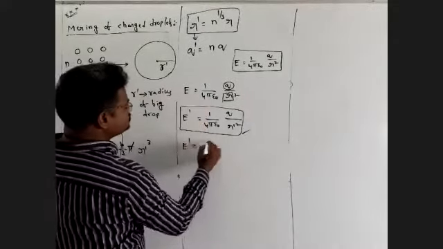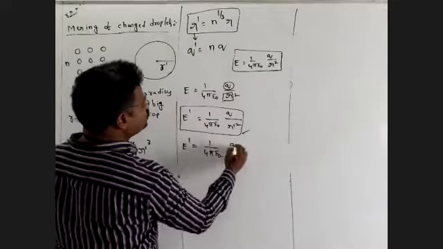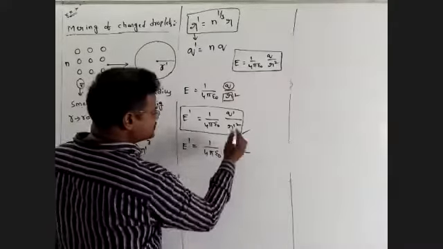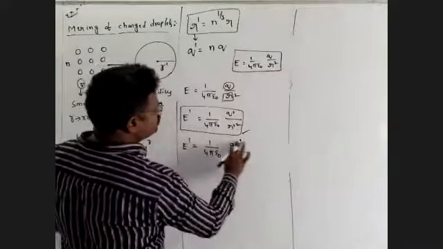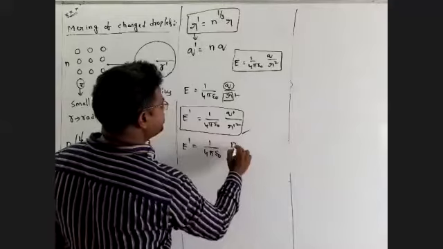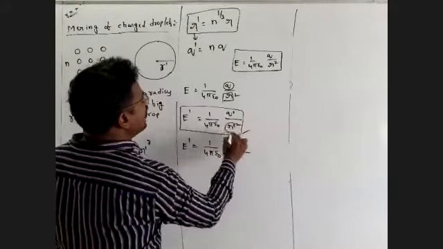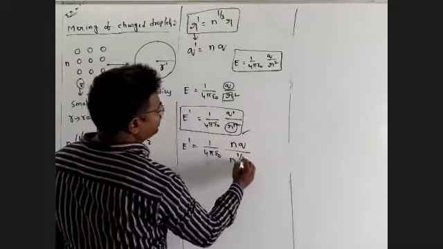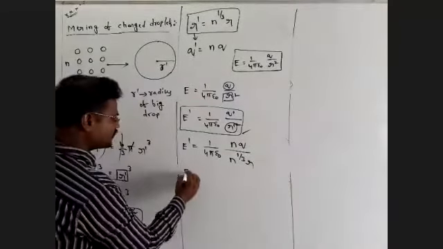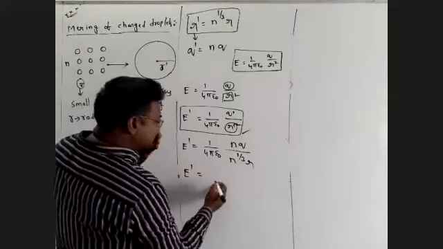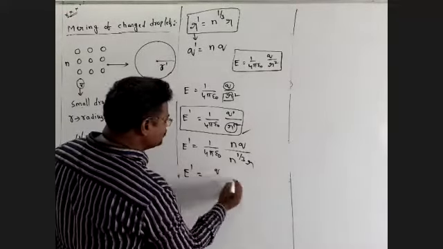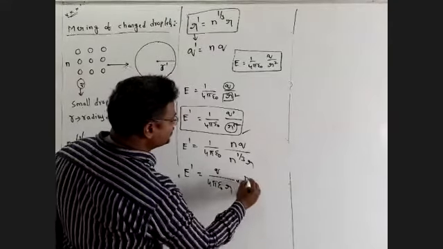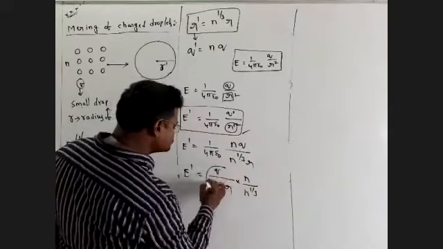So E dash is equal to 1 by 4 pi epsilon naught Q dash by R dash squared. What is Q dash? Q dash is equal to nQ. R dash is n to the power of 1/3 times R. So E dash is equal to Q by 4 pi epsilon naught R squared, remaining n by n to the power of 2/3. This is the value I'm going to write.